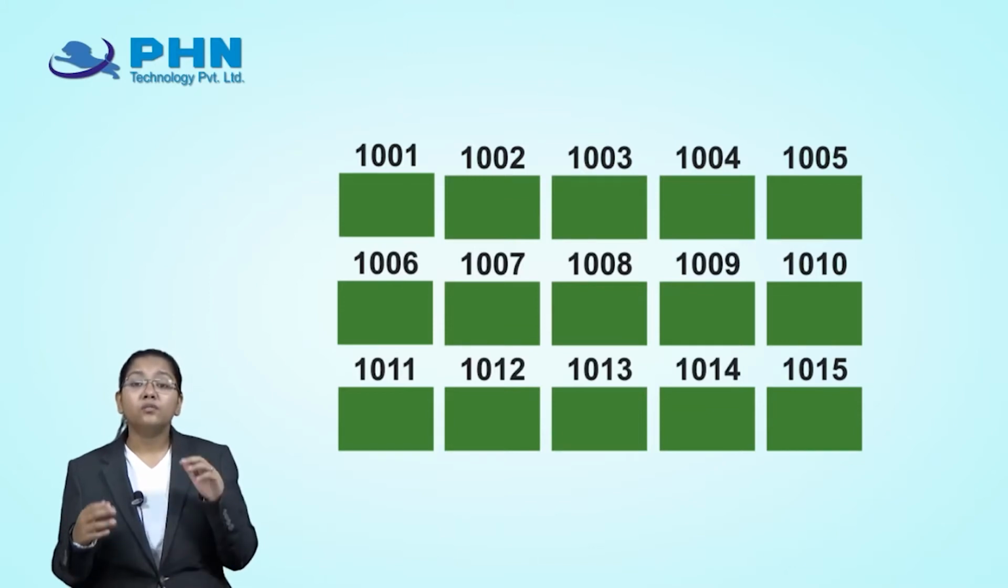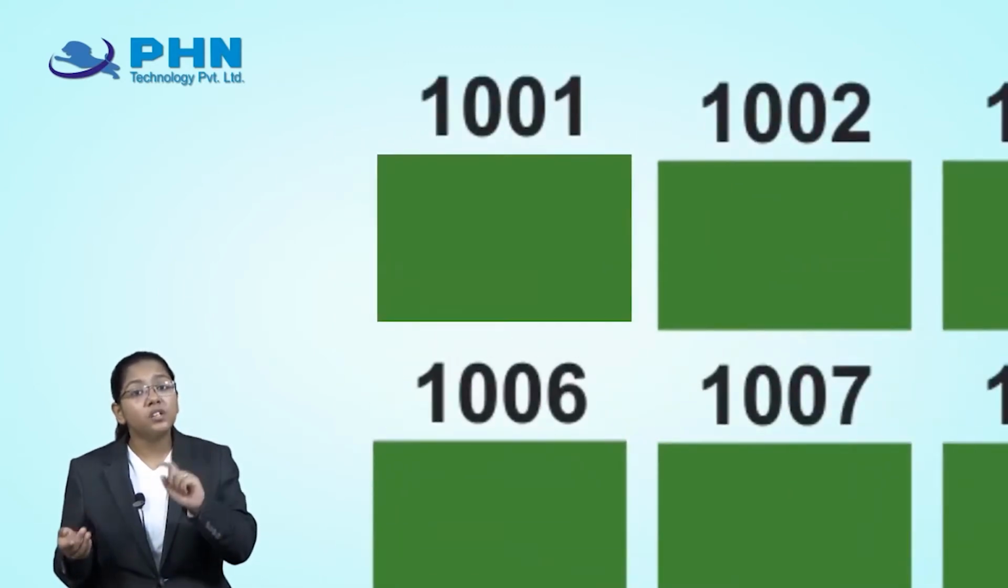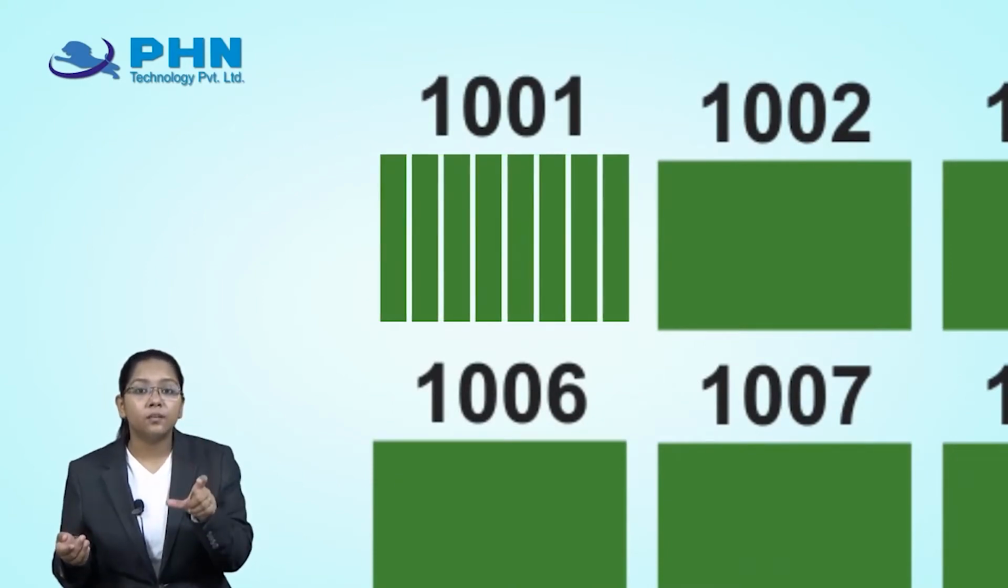Now, we have learned in data types that there are some bytes, like integer stores 4 bytes and so on. So here, every block stores 1 byte of memory, and each block is further divided into 8 bits, because we know that 1 byte is equal to 8 bits. Therefore, 1 block stores 8 bits of memory, that is 1 byte of memory.